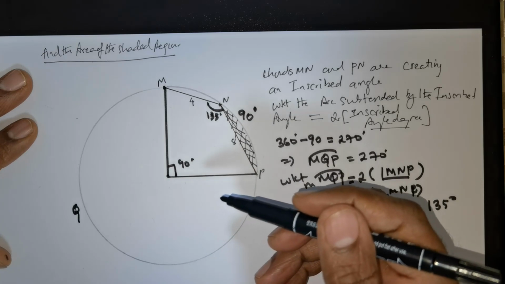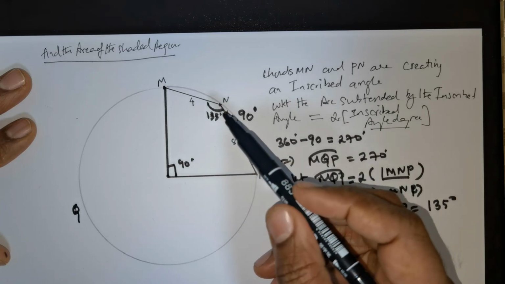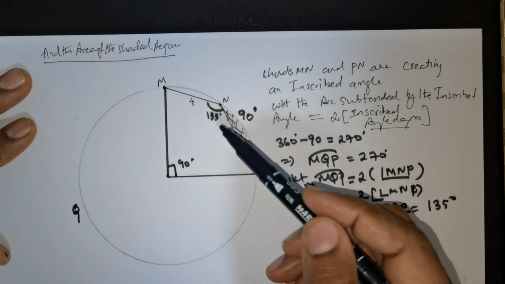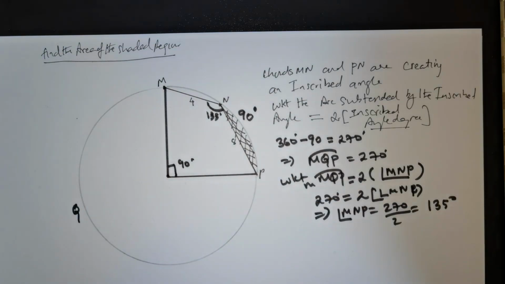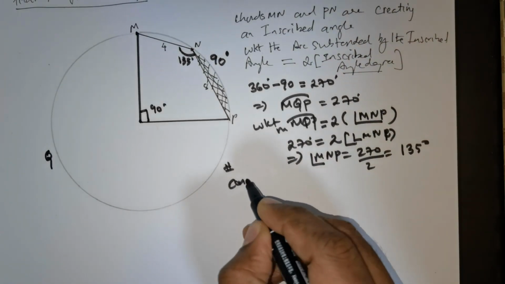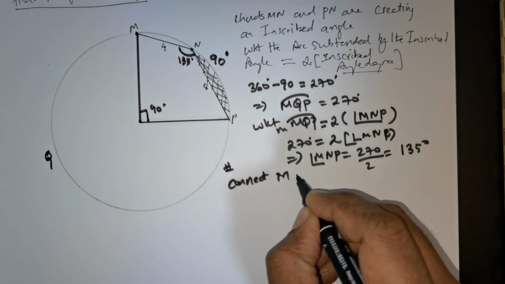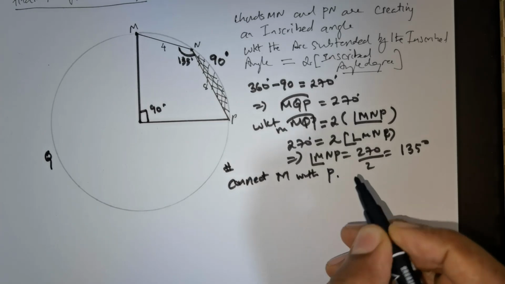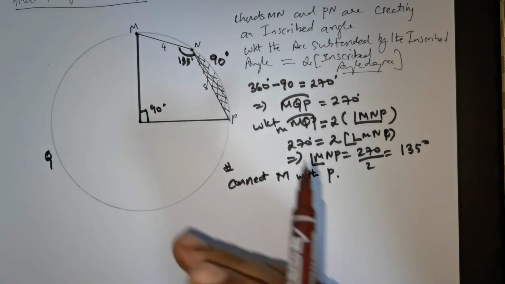Okay, so next step, we are only given these two sides. So what I'm going to do is connect M with P. Next step, connect M with P. So what would I get? Let me connect M with P.